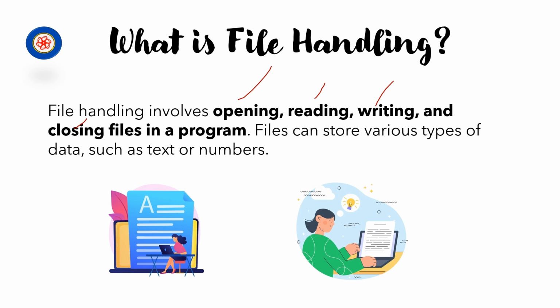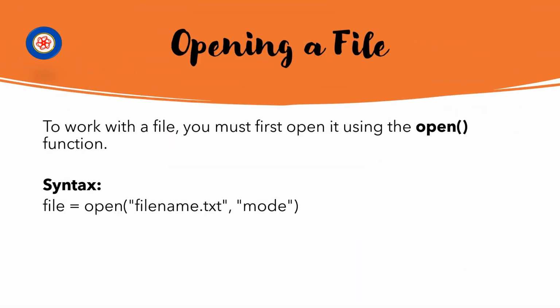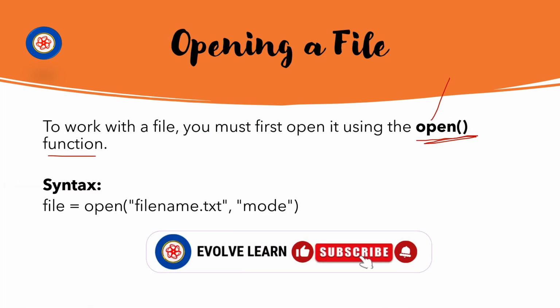Now that we know what file handling is, the first step to use it is opening a file. Let's see how it is done. To open a file in Python, we use the open function. The open function is a Python built-in function used to open a file. It takes two main arguments, the file name and the mode in which you want to open the file.